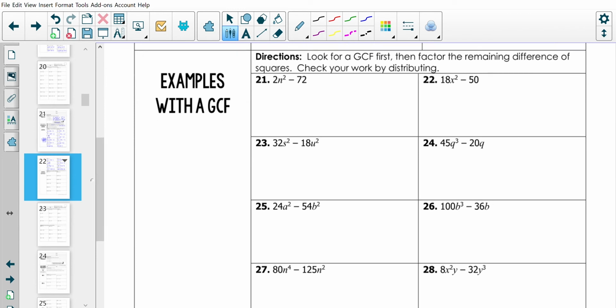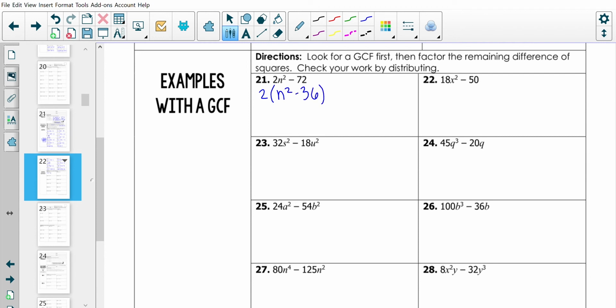So first, we have to look and see if there's a greatest common factor we can take out. And then we will see if we can find the difference of squares. So on number 21, I can divide both of my terms by 2. So I take that 2 out. I'm left with n squared minus 36.